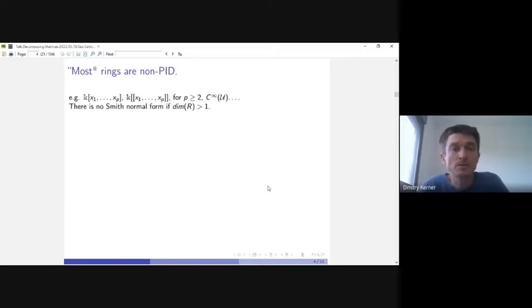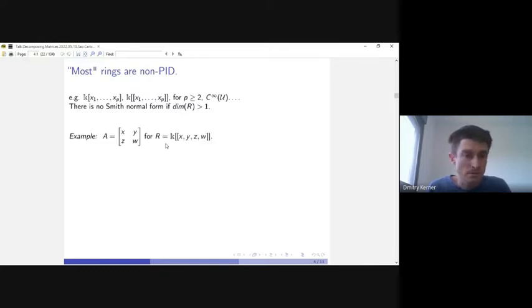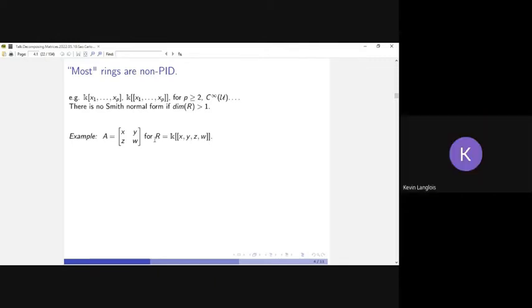And now the problem is that most rings are not principal ideal domains. Yes? Even if you work with a ring of polynomials or a ring of formal power series, and there are at least two variables, then it is not a principal ideal domain. Yes, and therefore there is no Smith normal form. The moment you are in dimension bigger than 1, there is no Smith normal form. And here is this stupid example. Take just the matrix of indeterminates. Yes, suppose your ring is the ring of formal power series.